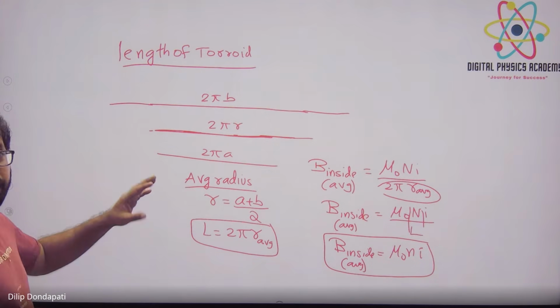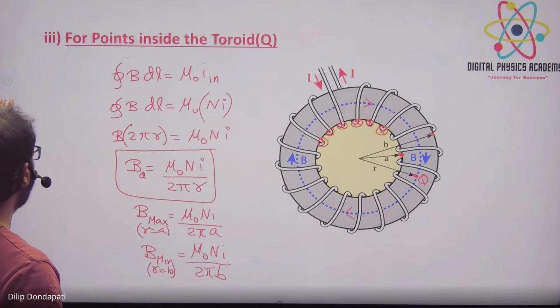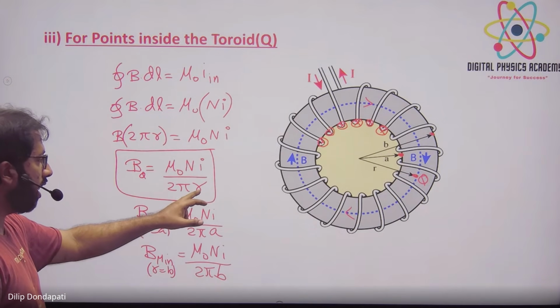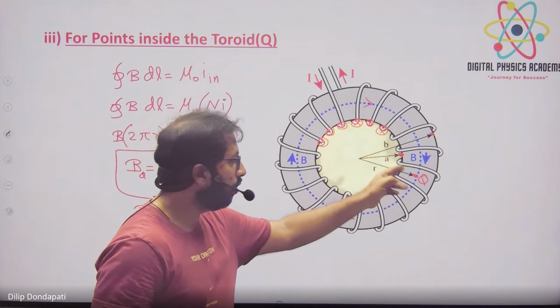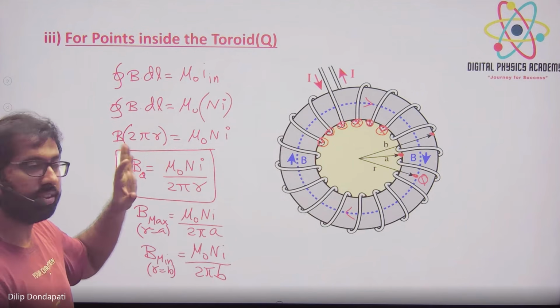Maximum and minimum mean you can directly find A and B. Okay, is that understood? This is the basic formula. The magnetic field at R, but R they will not give. A and B values will be given. So take R average and solve.